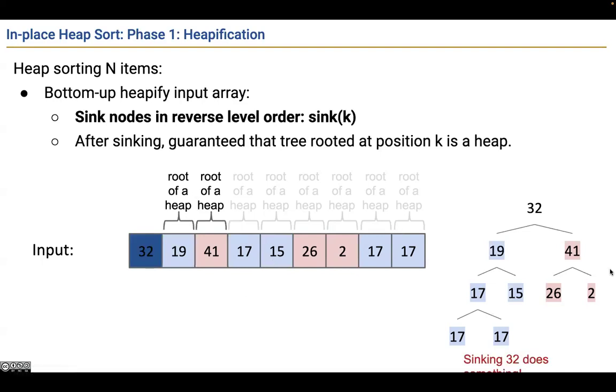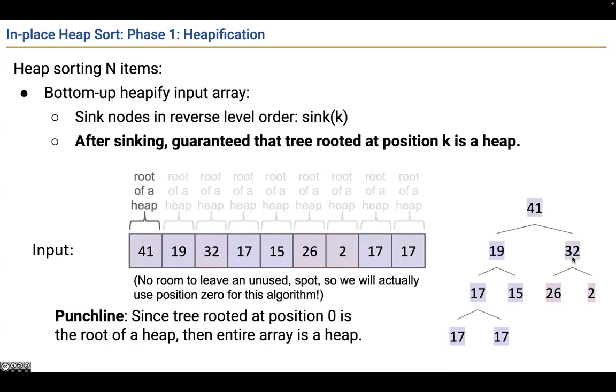Good. And finally, I get to the 32. And the 32, I want it to sink. And it looks below itself and says, 19, that's fine. But 41 is not OK. So I'll swap myself with the 41. I will look below again to see if I have to sink any further. And well, I'm greater than the 26. I'm greater than the 2. So I'm happy here. And after sinking everybody, if I look, everything is in its proper place. This is a valid heap. Every item is greater than both of its children.